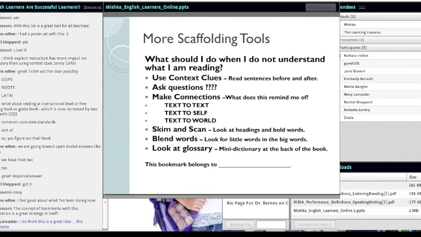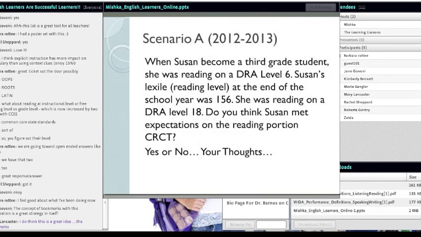All right, so I have a scenario for you, and I want to generate some discussion about this, okay? Scenario one, scenario A. When Susan became a third grade student, she was reading on a DRA, and some others said that they knew what DRA was. It's a reading assessment. And she was on a level 6, which is first grade level.